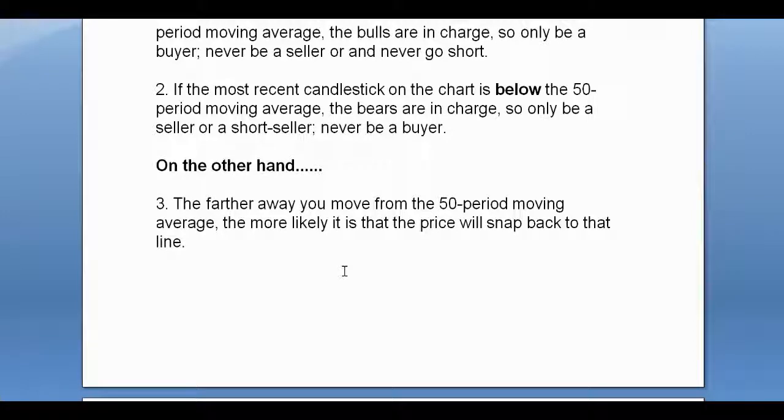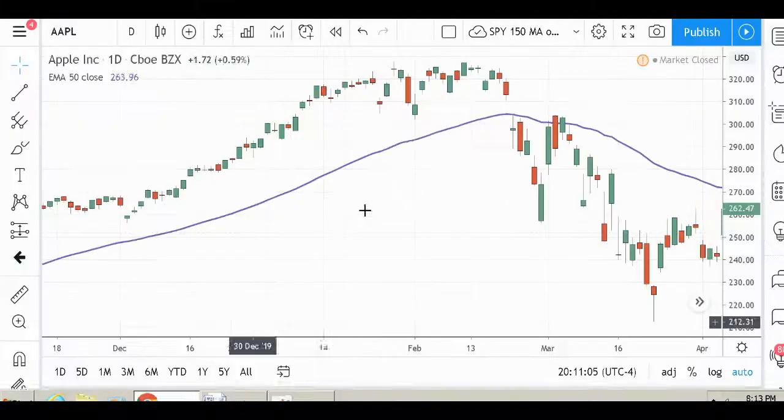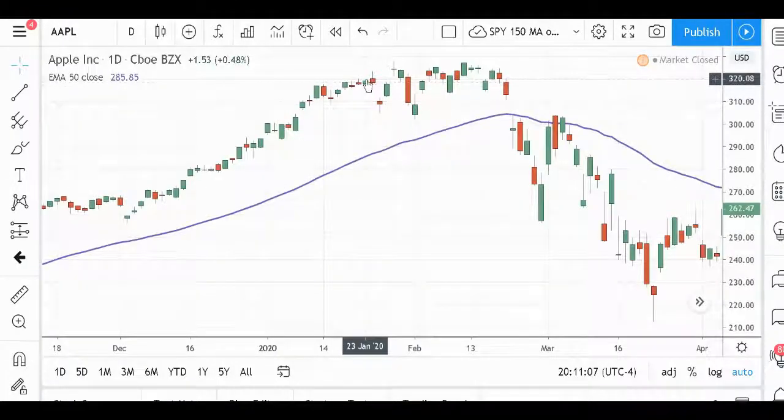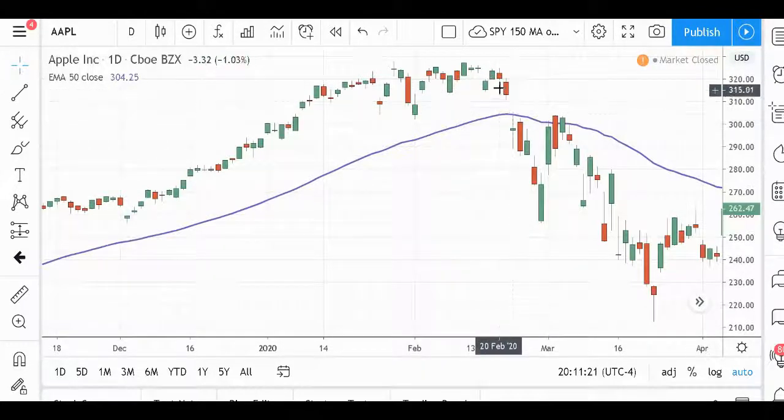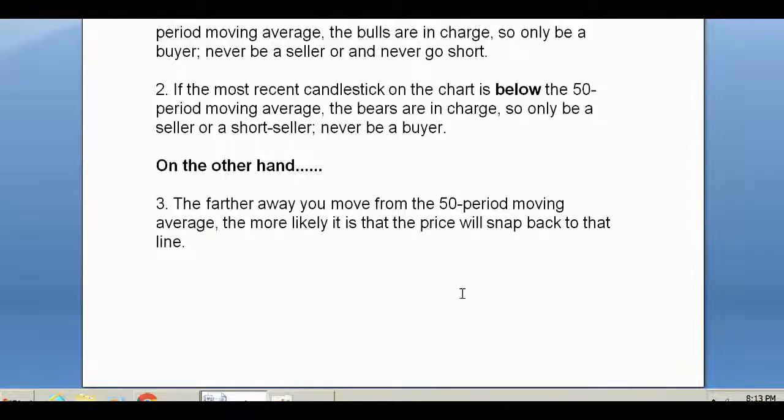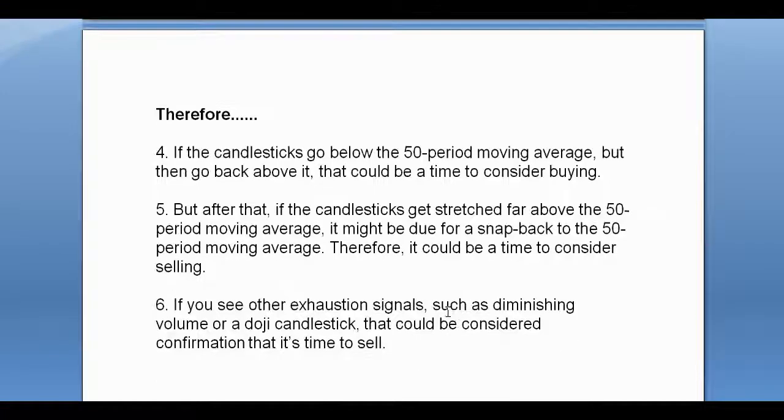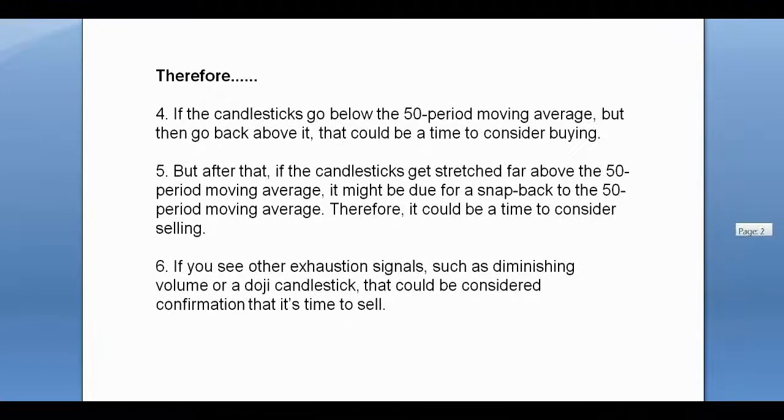So to repeat, the farther away you move from the 50-period moving average, the more likely it is that the price will snap back to that line. All right. So if it's far above, do you want to be a seller? No, not according to this method. But you may want to take some profits. You might not want to be a buyer at the very least, because it's so far above the line, which means that soon maybe it's going to snap right back down to it. It might be overextended or stretched or exhausted. The move could be just exhausted. Therefore, these are some conclusions.